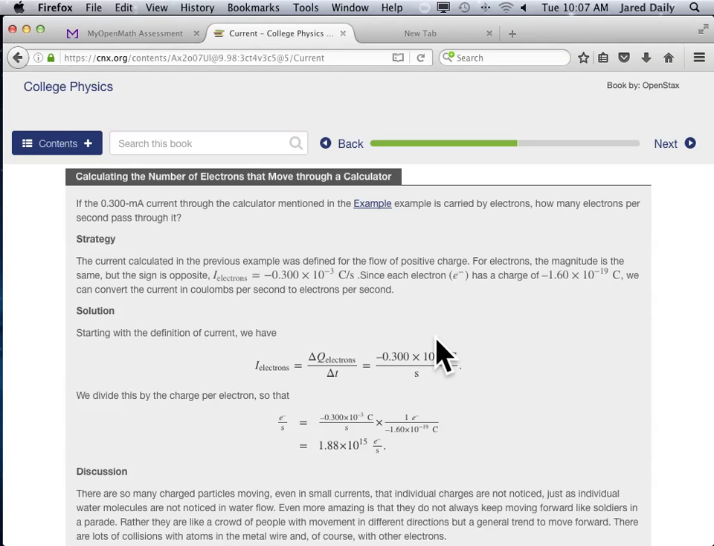So this is how much charge is going through. The current of the electrons is the 0.3 milliamp current, and they're going to write it as a negative 0.3 milliamp current divided by the negative 1.6 times 10 to the minus 19 joules, and you get 1.88 times 10 to the 15 electrons per second. So it's still a huge number of electrons going through that calculator per second, even though it's a small current. 0.3 milliamps is 300 microamps, not very much current, right?